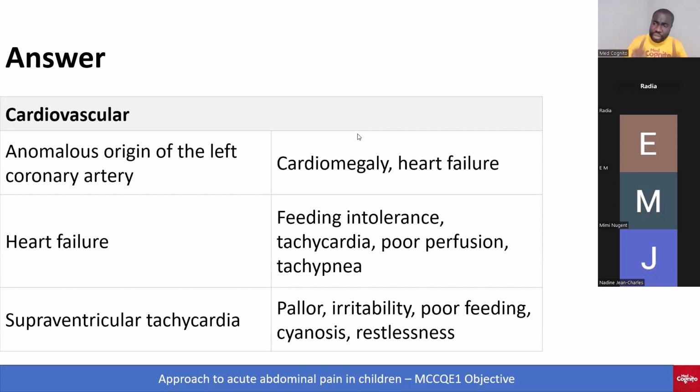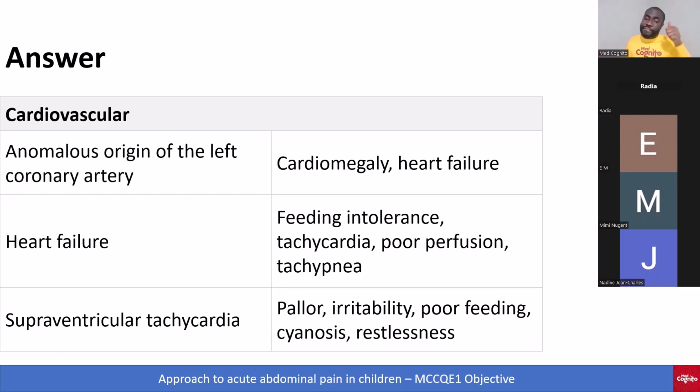What about cardiovascular? What are the cardiovascular causes of a child who is crying a lot? They may have anomalous origin of the left coronary artery. And how would that present in your question stem? A child with cardiomegaly and features of heart failure. And then heart failure itself in children can also lead to incessant crying.